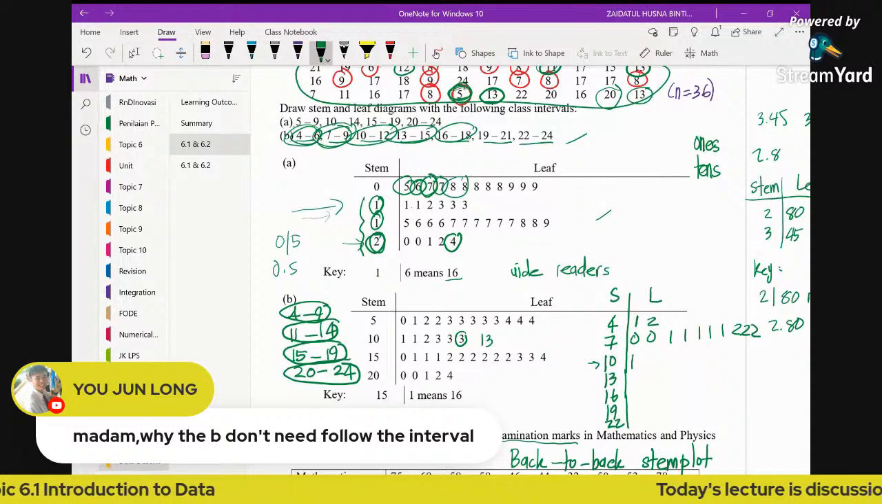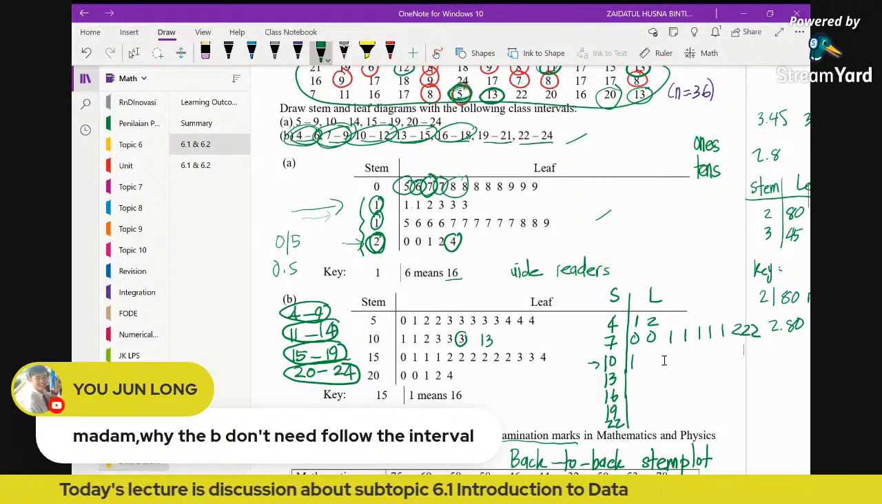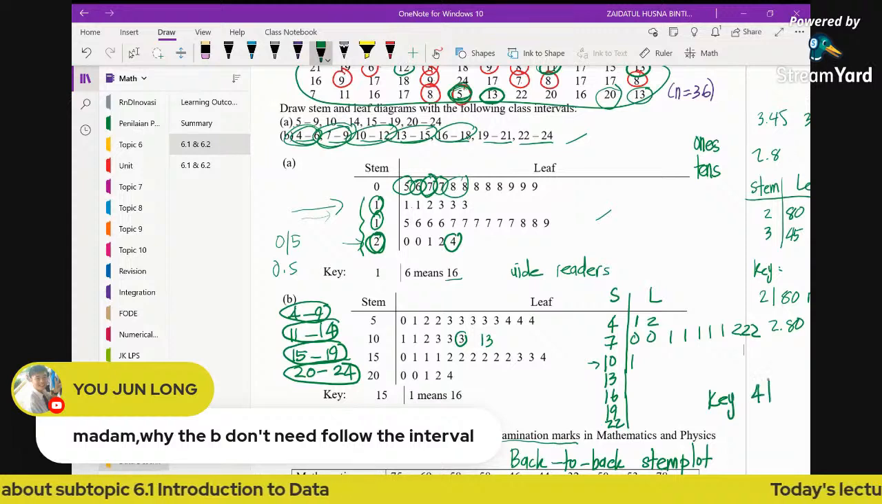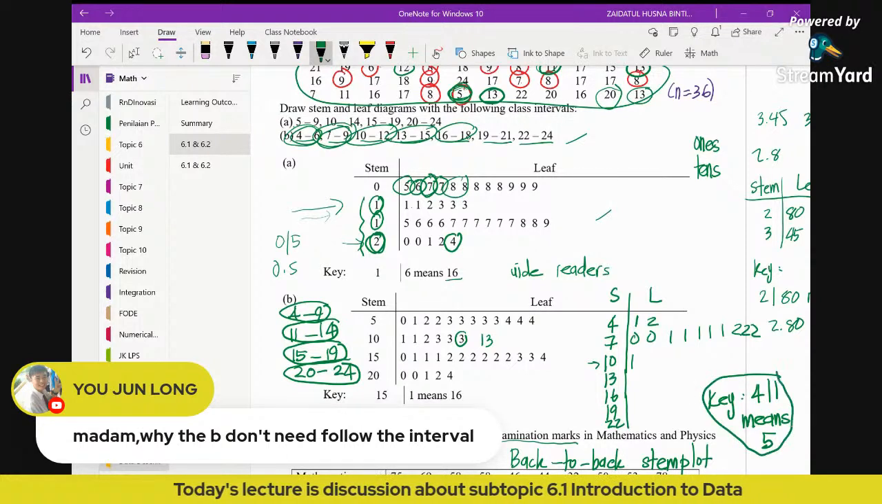so this will be the 7 stems altogether. And we just arrange, and we just provide a key. For example, you may provide key 4, 1 means 5 because it represents the addition. So the key will be 4, 1 means 5.